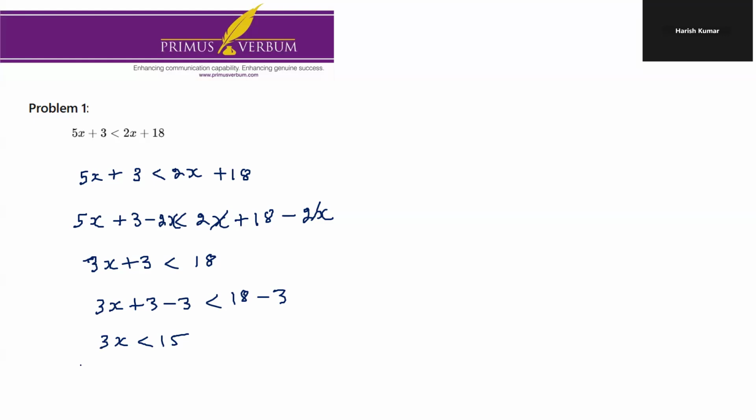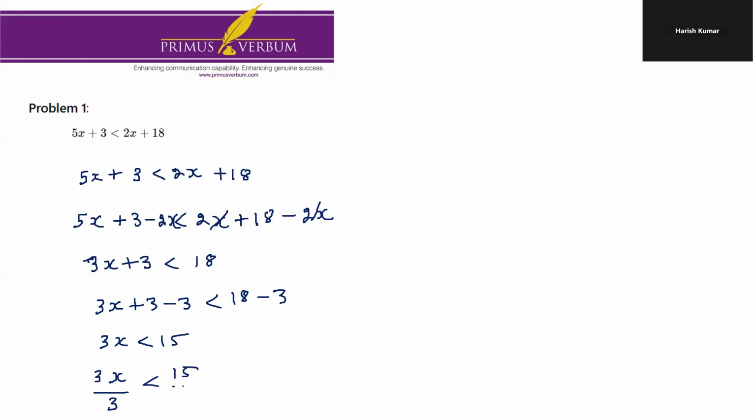We primarily used addition and subtraction to bring the variable to one side and also to get rid of all the numbers on the left-hand side and bring them onto the right-hand side. So we have the variables on the left-hand side and the numbers on the right-hand side. So the next step is to use the division operation to isolate x. So this is the second step in the two-step process.